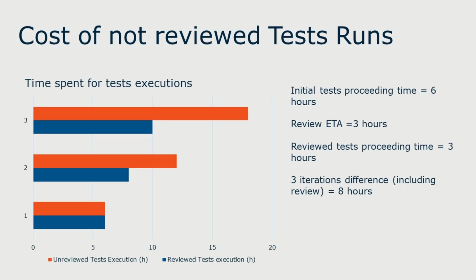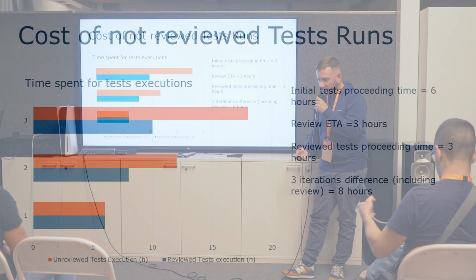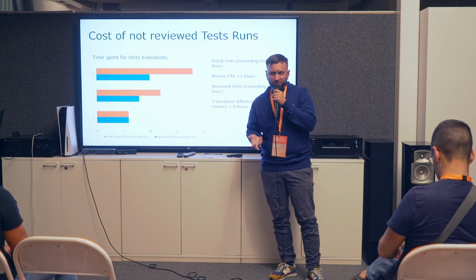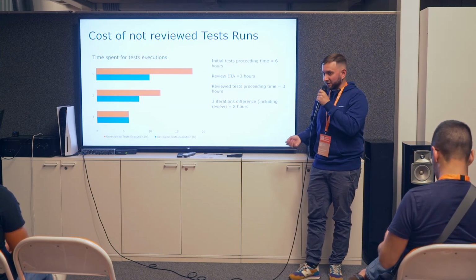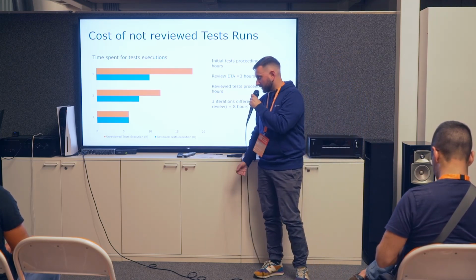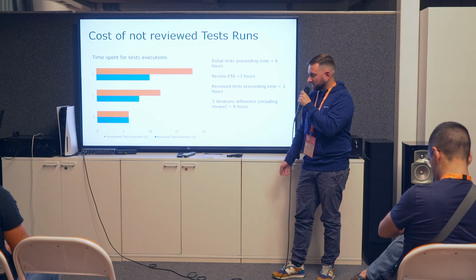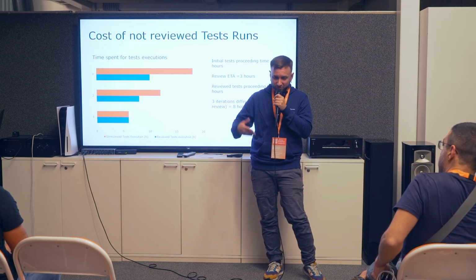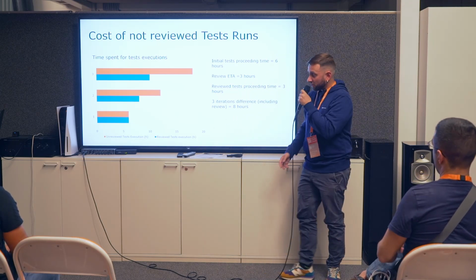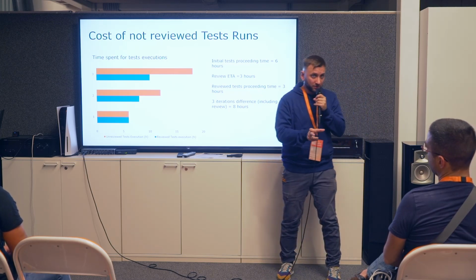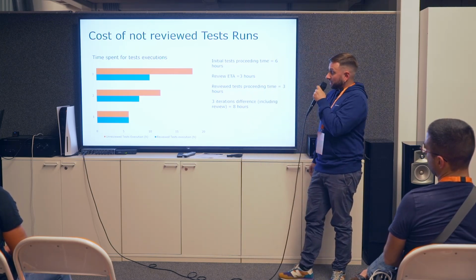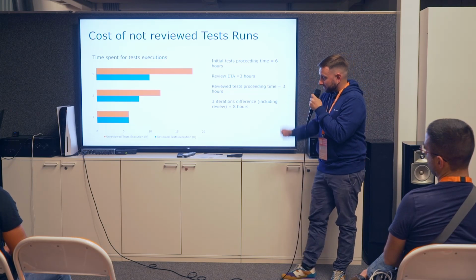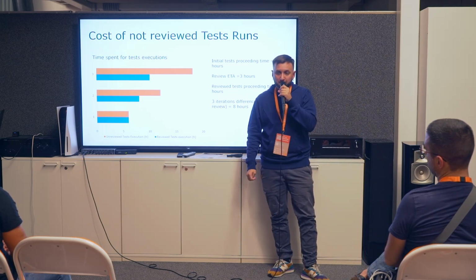And another chart. Let's imagine that an unreviewed group of tests takes 6 hours to proceed. And review takes around 3 hours. Check all the tests, edit all the tests, and delete half of them. And in this case, you will spend 6 hours for the first iteration in both cases. So you have a lot of tests to proceed, and it will take 6 hours. Or you spend 3 hours for review and 3 more hours for execution. But 3 iterations later, you will have 8 hours difference.